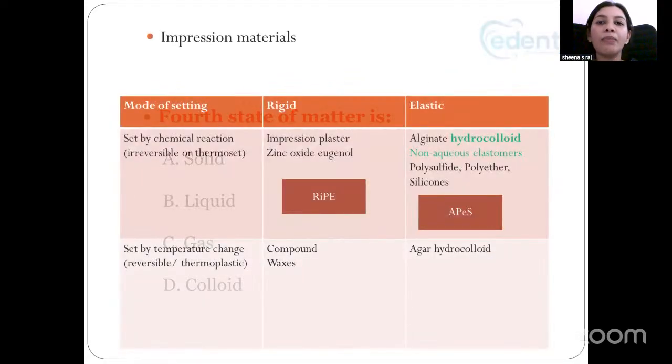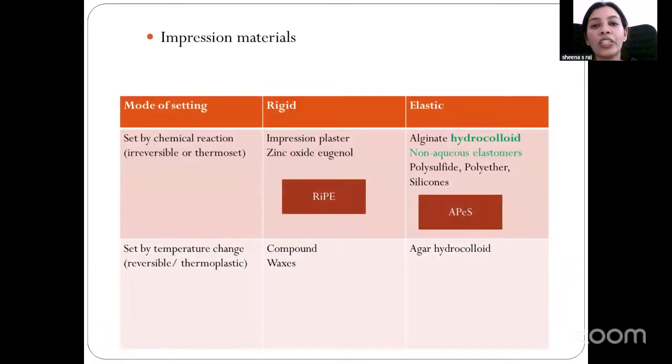So impression material, before going into the question, I have given some of the synonyms that you can memorize while writing this question because a lot of questions have been asked from just this box. See, mode of setting, there are two modes of setting. First is setting by chemical reaction. Second is setting by temperature. We know that anything that sets by chemical reaction is irreversible, and it is also called thermoset in nature, right?